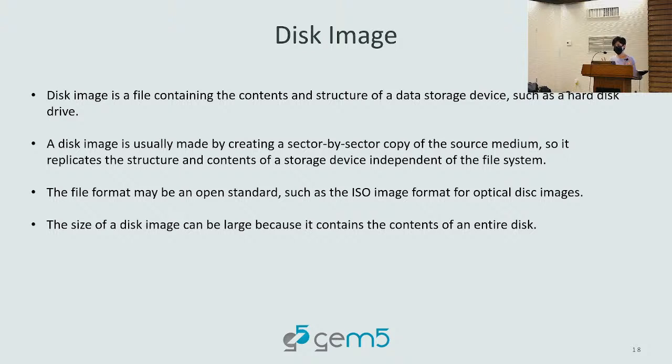So it just has the content, nothing specific related to a device. And the file format can be any of the open standards. For example, for an optical disk image, it can be ISO. And the size of it is expected to be pretty large, because usually hard drives are large. If you want to have a sector-by-sector copy of that, your descriptive file is going to be large.